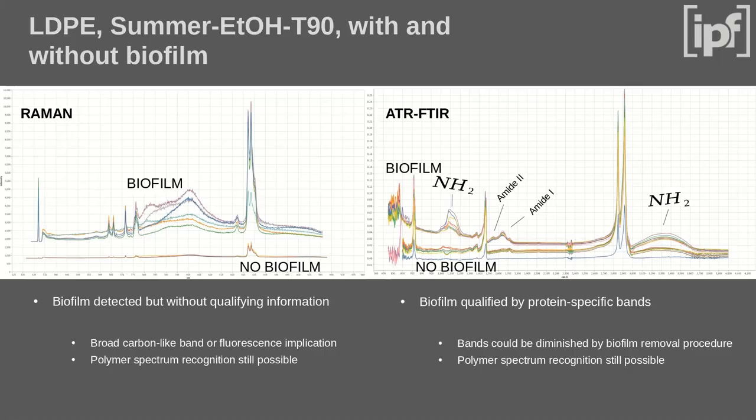If we look at the same spectra that were obtained from the same sheet in ATR, we see a bit more specific picture, because the bands tell us from their positions that these are amide and NH2 bands at their typical locations, and this just speaks for there being some protein-like biofouling going on at the surface, which is expected.